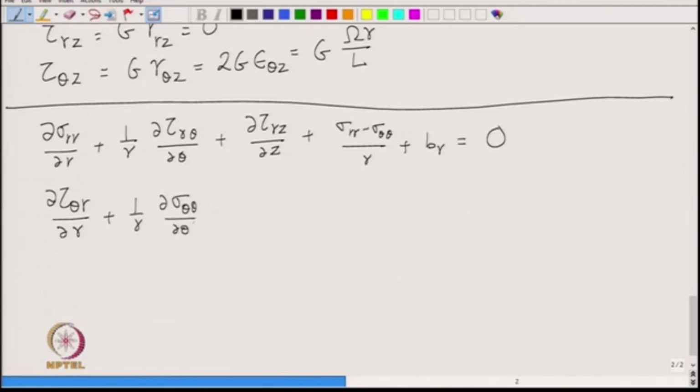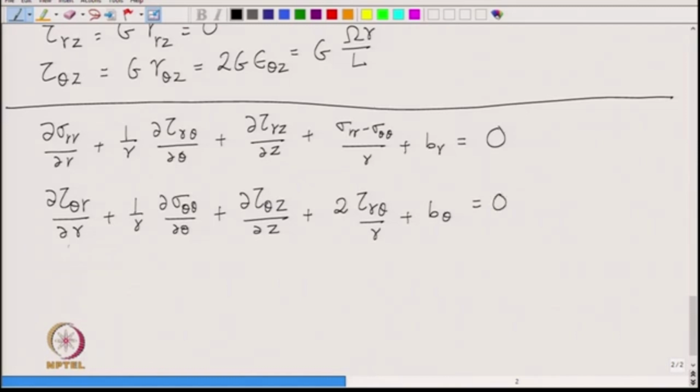theta over del theta plus del tau theta z over del z. Then we have the unusual term 2 times tau r theta over r plus the body force in theta direction, and that is equal to 0.